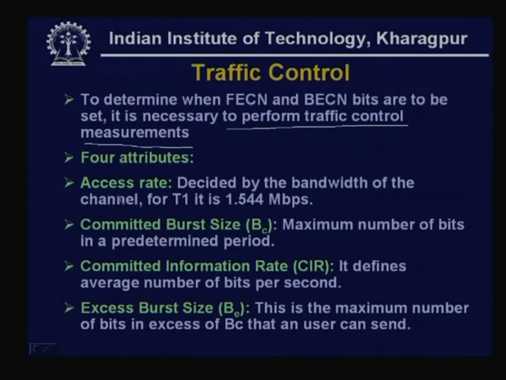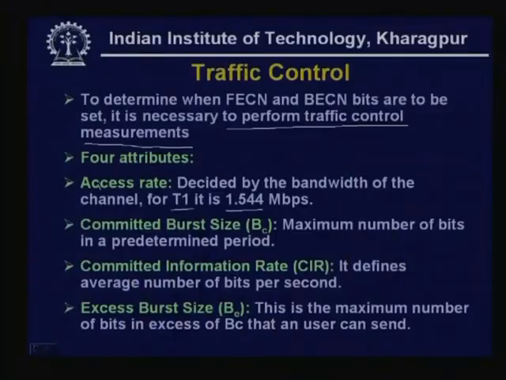And for that purpose, 4 attributes are used. First one is known as access rate. It is decided by the bandwidth of the channel. That means the maximum rate of introduction of packets. So, for example, if a T1 line is used, then the maximum rate is 1.544 megabits per second. That means if a particular node sends packets at a rate faster than this, then we can say that the access rate has been violated.